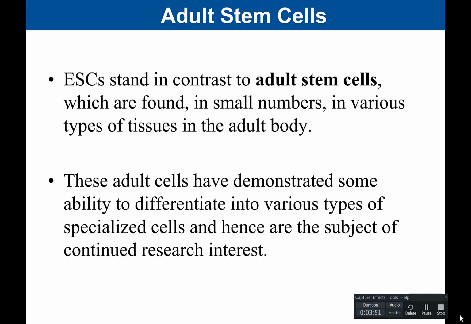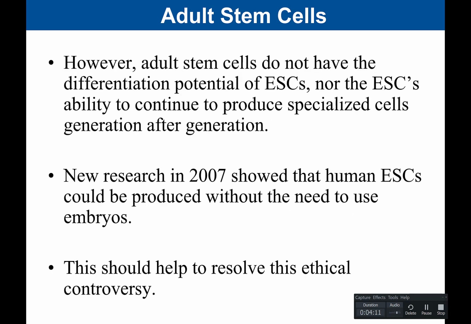Now, embryonic stem cells stand in contrast to adult stem cells, which are found in small numbers in various types of tissues in the adult body. These adult cells have demonstrated some ability to differentiate into various types of specialized cells, and hence are the subject of continued research interest. However, adult stem cells do not have the differentiation potential of the embryonic stem cells, nor the embryonic stem cells' ability to continue to produce specialized cells generation after generation. Typically, they have a finite number of times that they can divide before they fail to continue to divide.